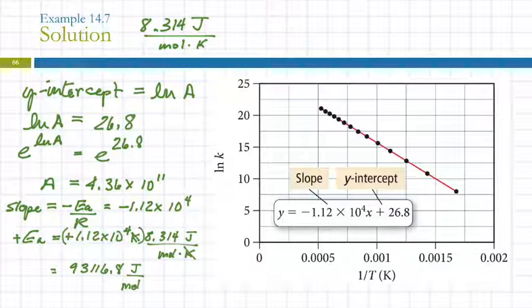What should we do with how we're representing that answer? We should probably round it a little bit, right? And joules might not be the best unit. Would kilojoules be better? It's a big number, it's 93,000, right? So it's probably better to express this as kilojoules. And so that would be dividing by 1,000. So we would probably round this and call it 93.1 kilojoules per mole.